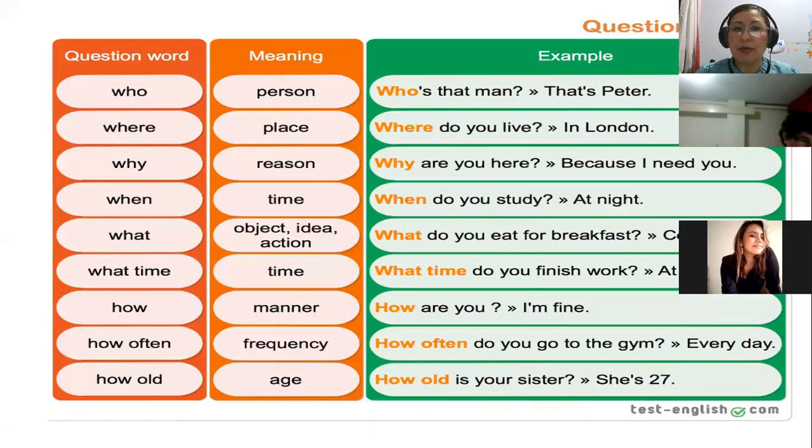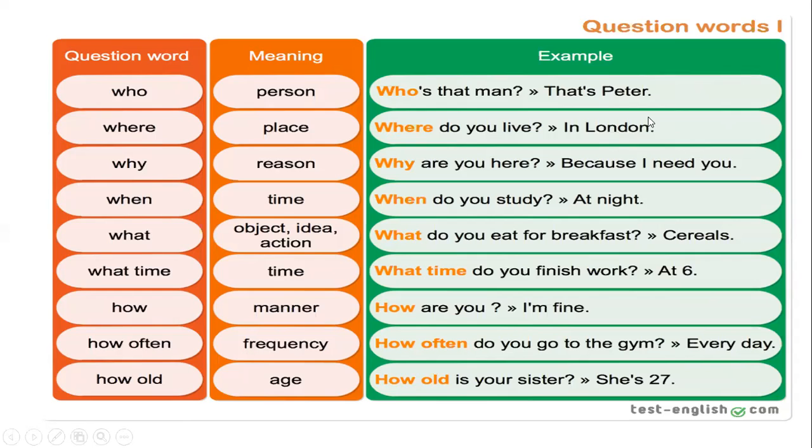Some other examples. When I use a question word, for example who, as I said before, I'm asking for a person. And then I say, who's that man? That's Peter. Okay, that's Peter. I'm asking about a person. Where do you live? In London. Why are you here? Because I need you. When do you study? At night.